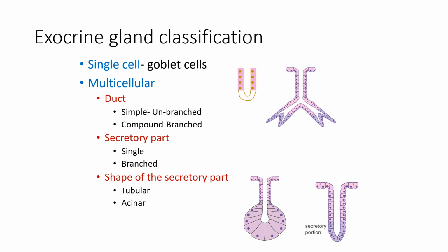We classify it according to the duct being either branched or unbranched. Then the secretory portion either being single or branched, and also by the shape of the secretory part, either tubular or acinar. Now here you can see a tubular gland without any branching of the duct. Here you can see a tubular gland with branching of the secretory portion. Here you see the acinar shape of the secretory part and a tubular shape of the secretory part.